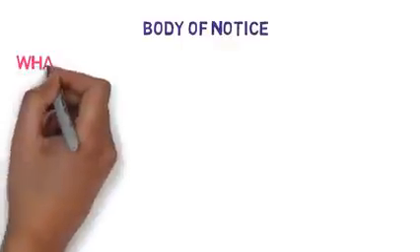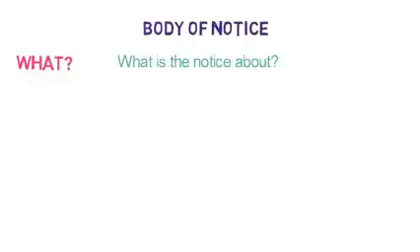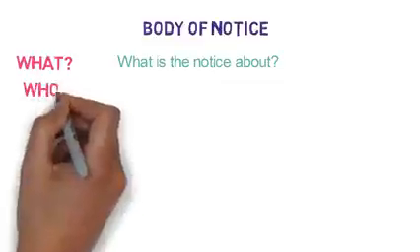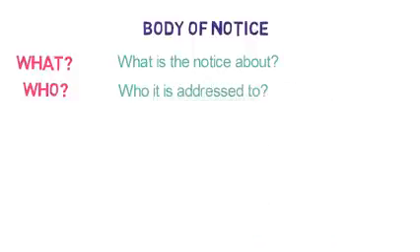Now let's understand what should be there in the body of the notice. Remember to answer the 5 W's while writing any notice and you won't have a problem while writing it. The first one is what. So what is the notice about? The notice should clearly mention what is going to happen or what has already happened. The second one is who. This is who the notice is addressed to. Who all are supposed to adhere to the notice should be clearly mentioned to avoid confusion.